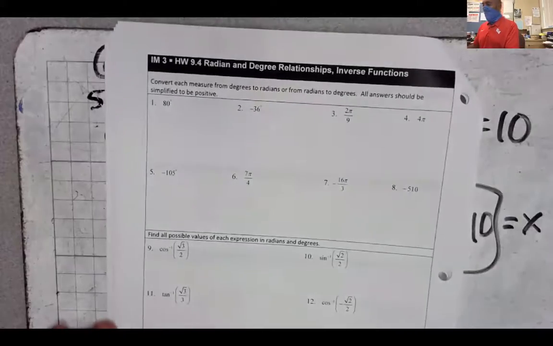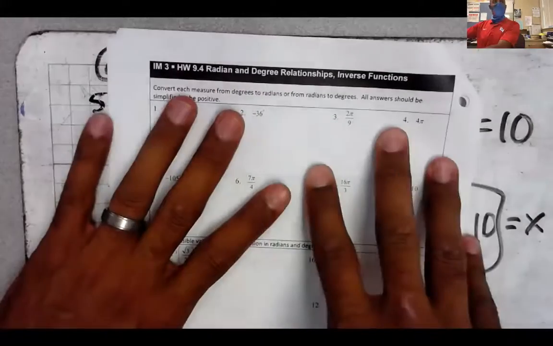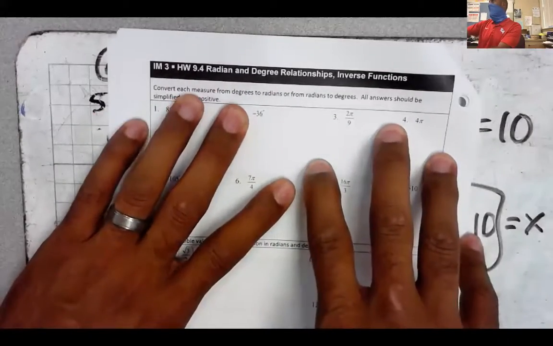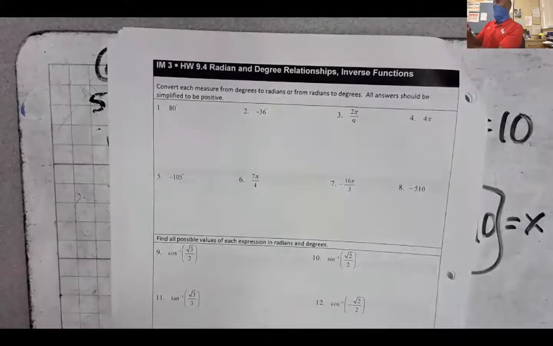All right. So what you guys are doing on this page is converting from degrees to radians, or going the other way, from radians to degrees. And radians again is just another way of measuring angles.